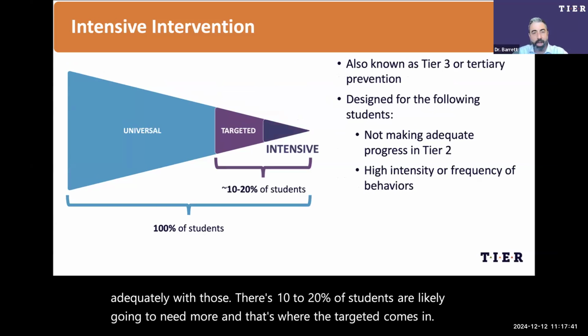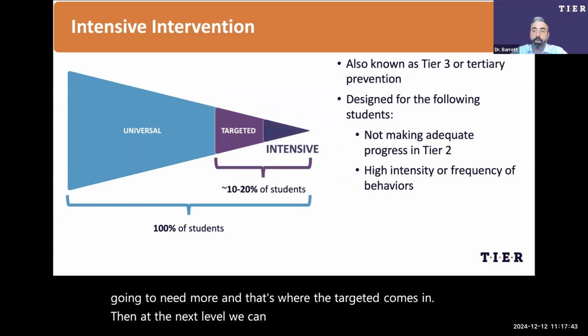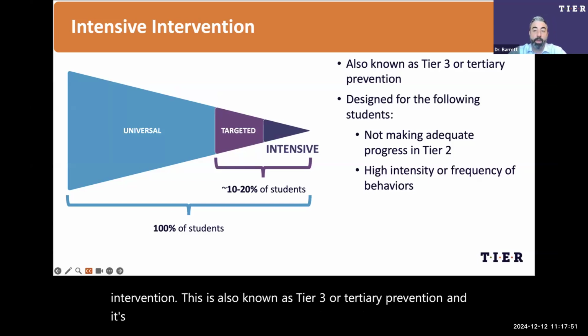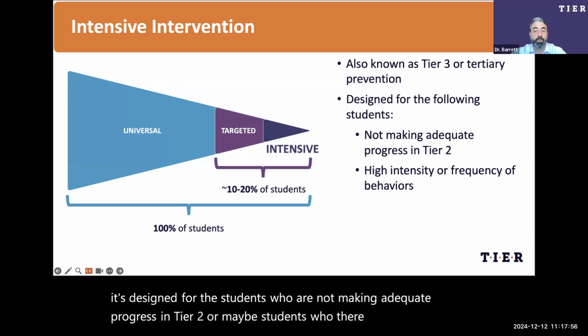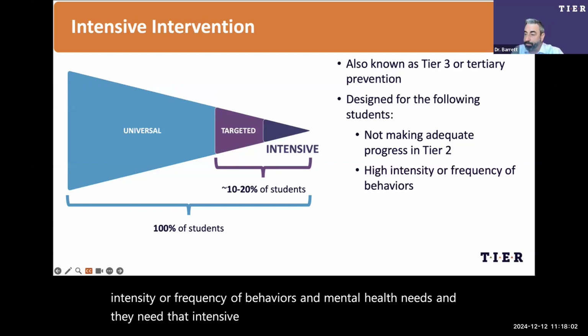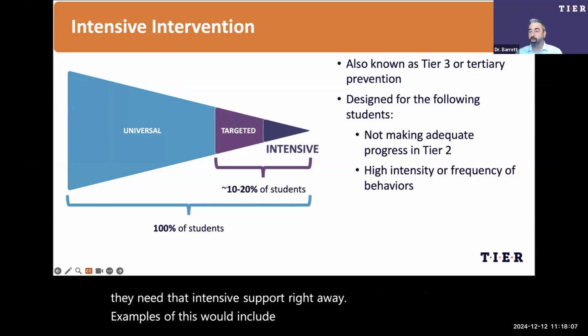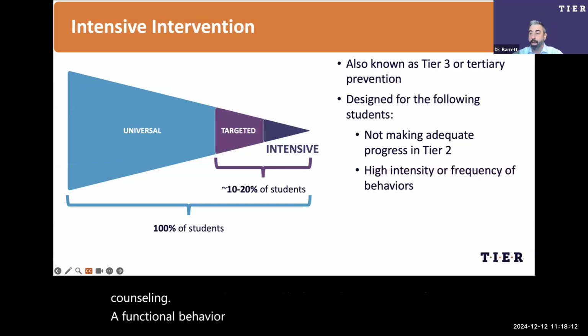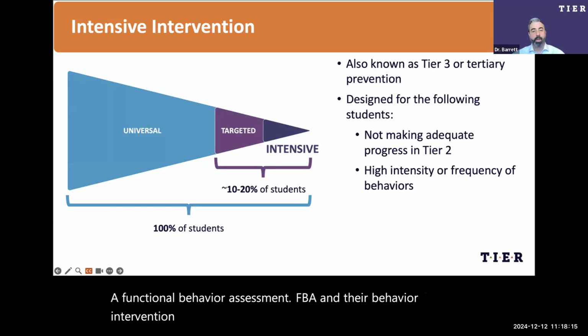Then at the next level, we can see our intensive supports, intensive intervention. This is also known as Tier 3 or tertiary prevention, and it's designed for the students who are not making adequate progress in Tier 2, or maybe students who have a really high intensity or frequency of behaviors and mental health needs, and they need that intensive support right away. Examples of this would include evidence-based individual or family counseling, a functional behavior assessment, FBA, and their behavior intervention plan, BIP, safety planning, intervention, and wraparound training.